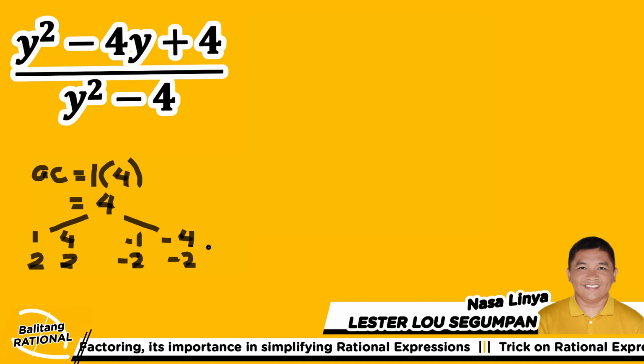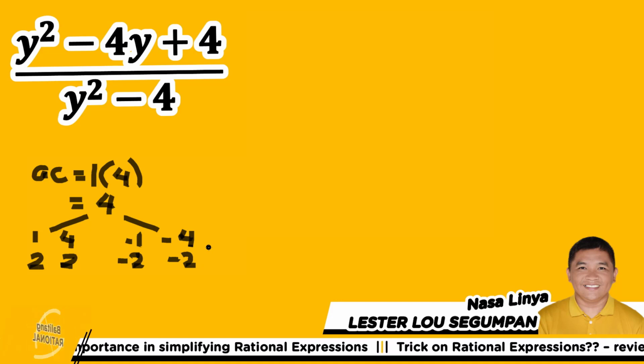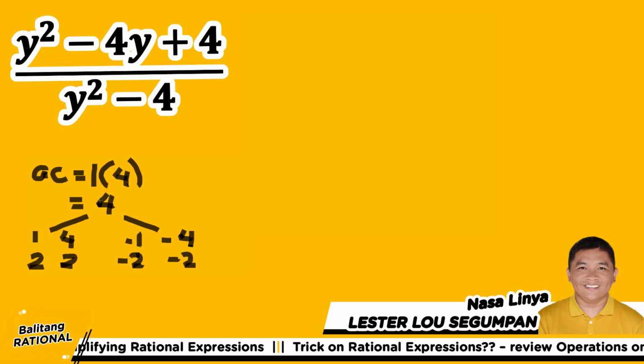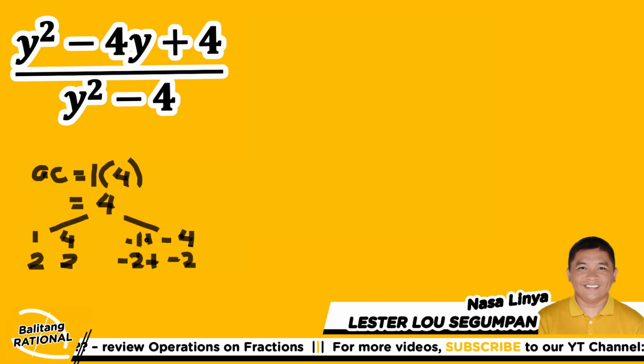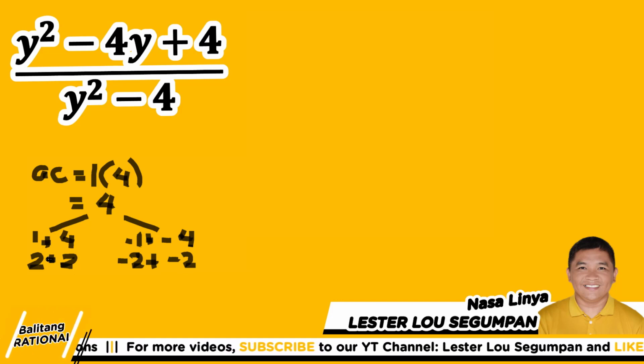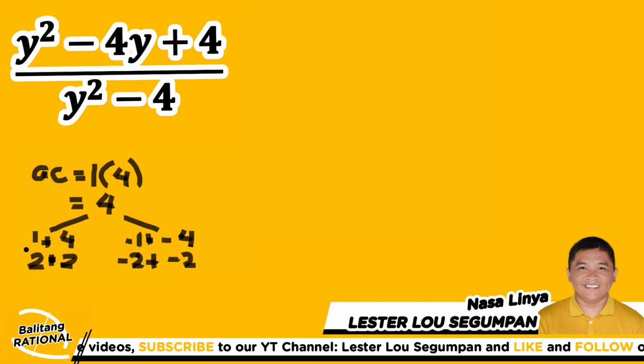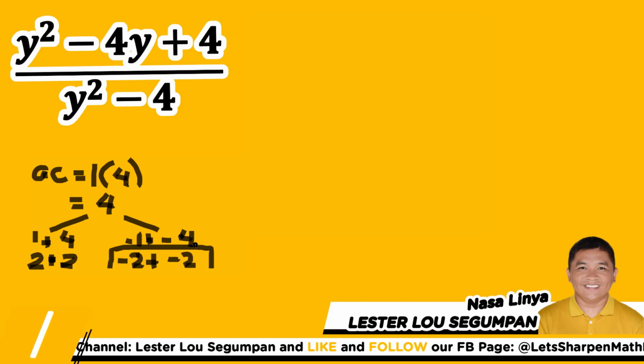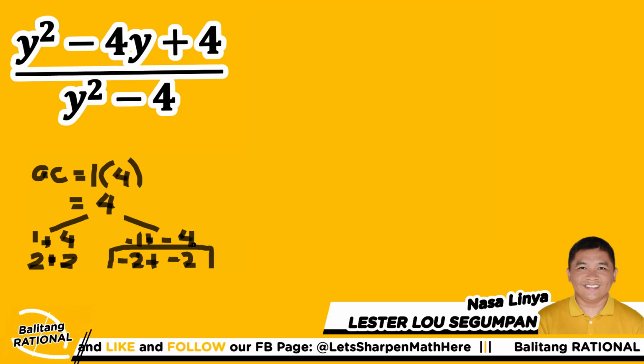Okay? But the focus here is which of these pairs we're going to consider. Look at the middle term. The coefficient is negative 4. Which of these 4 pairs, when added, will result to the middle term, negative 4. Again, the middle term is negative 4, not just 4. So, this is not the answer. This is the answer actually. Ito po yung sagot. Ito po yung mga factors ng 4. Negative 2 times negative 2 will result to 4. At saka when added, will result to negative 4.